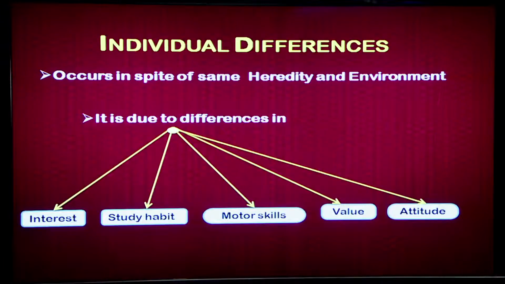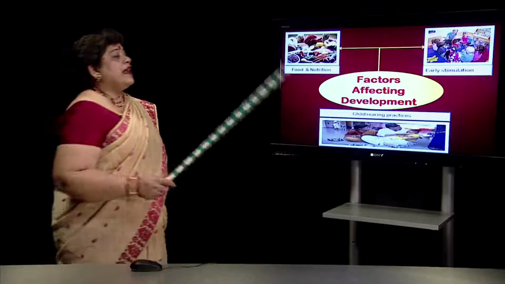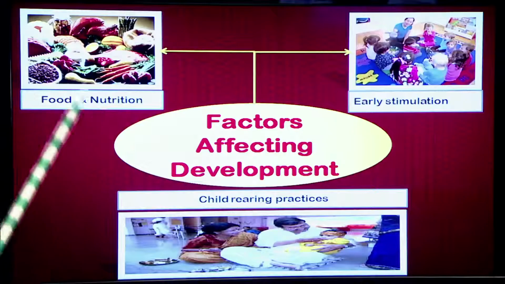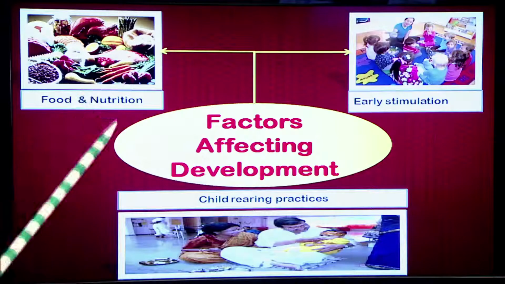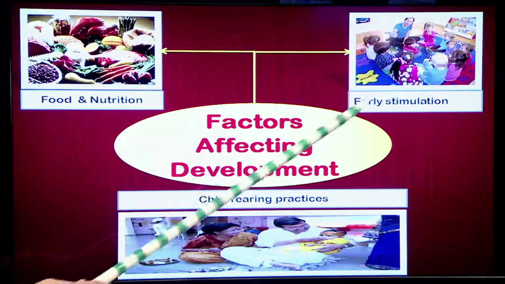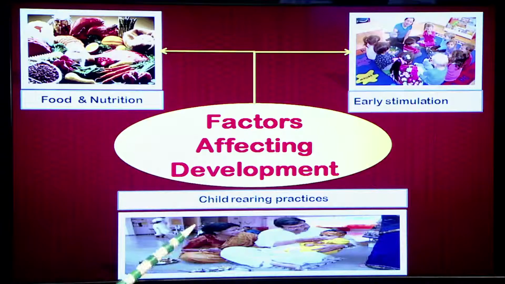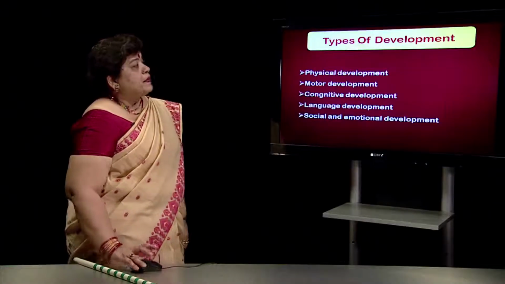These individual differences are happening, and they are also getting affected because of the difference in food and nutrition. The kind of food intake the child is getting, the early stimulation that is being given to the child, it may be different for 2 different children in the same family, and also because of the child rearing practices. These factors are very important that influence the development.